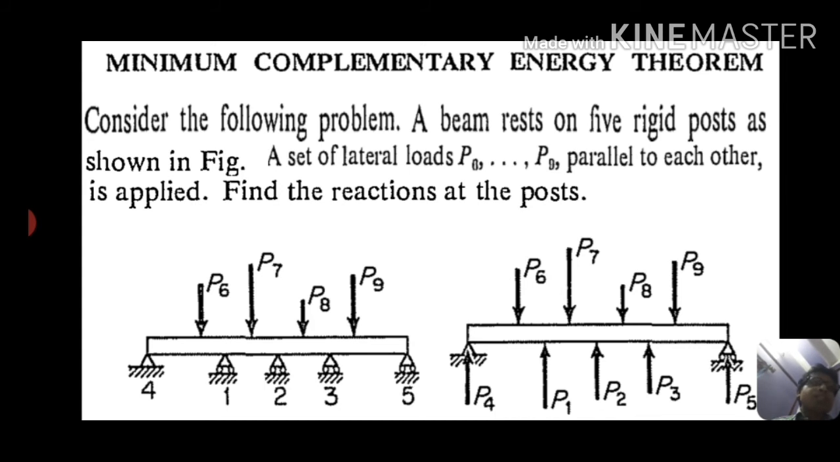From the known influence functions of the beam deflection, we can write down the deflections U1, U2, U3 at the center posts in terms of P1 to P9. But the conditions at the posts are U1 equal to U2 equal to U3 equal to 0. Hence, three equations are obtained from which the three unknowns P1, P2 and P3 can be determined.